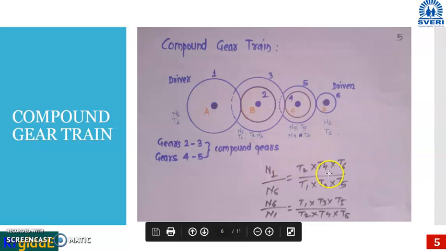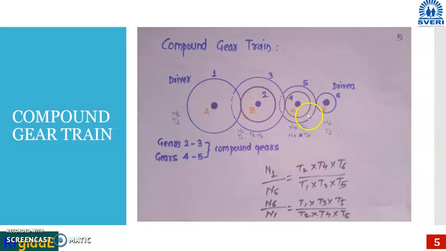With respect to this, the speed ratio, that is N1 upon N6, is equal to T2 into T4 into T6 divided by T1 into T3 into T5. So here the speed ratio is dependent on the number of gears, number of idle gears, or number of the gears which are placed between the driver and the driven.